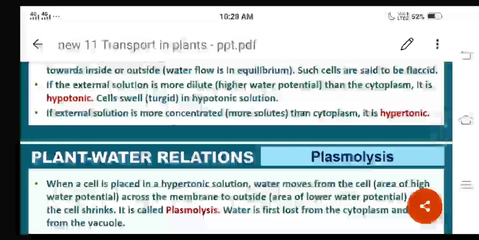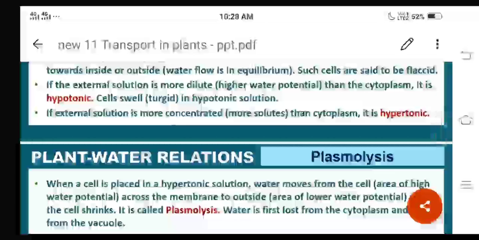We can also define hypertonic solution like this: a solution whose osmotic concentration is more than that of another solution or cell sap is called a hypertonic solution. I'll repeat it once again. A solution whose osmotic concentration is more than that of another solution or cell sap is called a hypertonic solution. The third type is the hypertonic solution.